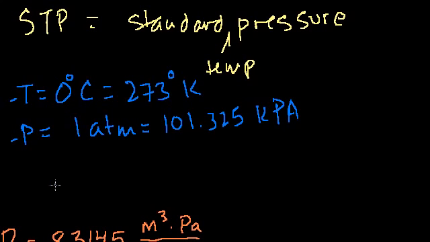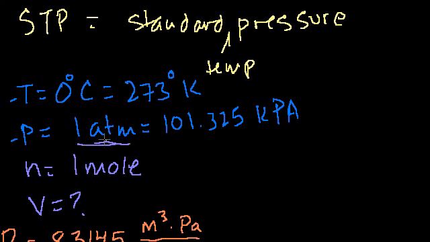Let me say that the other way. How many liters will 1 mole take up? So n is equal to 1 mole, and I want to figure out what my volume is. If I have 1 mole of a gas, I have 6.02 times 10 to the 23 molecules of that gas. It's at standard pressure, 1 atmosphere, and its standard temperature is 273 degrees. What is the volume of that gas?